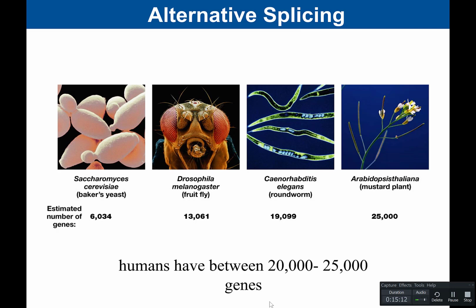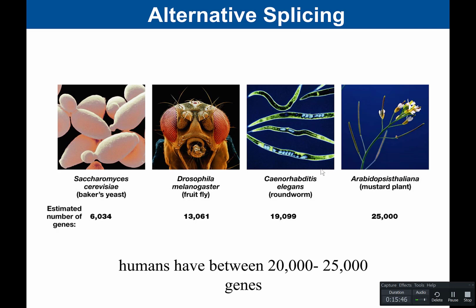We have Drosophila melanogaster, which is a fruit fly, with about 13,000 genes. We have C. elegans, which is a roundworm. It has about 19,000 genes. We have Arabidopsis, which is a mustard plant. That can have about 25,000 genes. These are all types of organisms that are typically used when we study development. They're what we call model systems to study development.